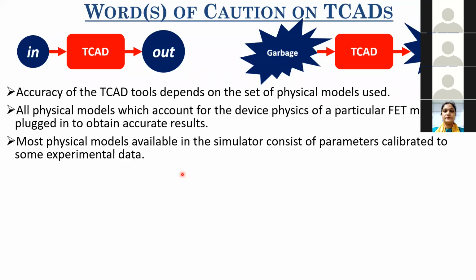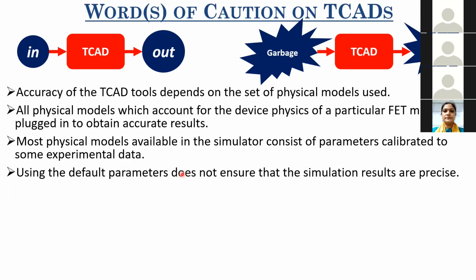However, that experimental data may belong to the 1990s, or 1995, when the device dimensions were pretty large. So if you go ahead and use the same set of parameters even for modern devices like a 7 nanometer or 5 nanometer device, you are not sure whether you will get exactly the results which you obtain experimentally. That's one reason why you have to calibrate or tune your parameters again, even though the set of physical models available in your simulator is already calibrated to some experimental data.